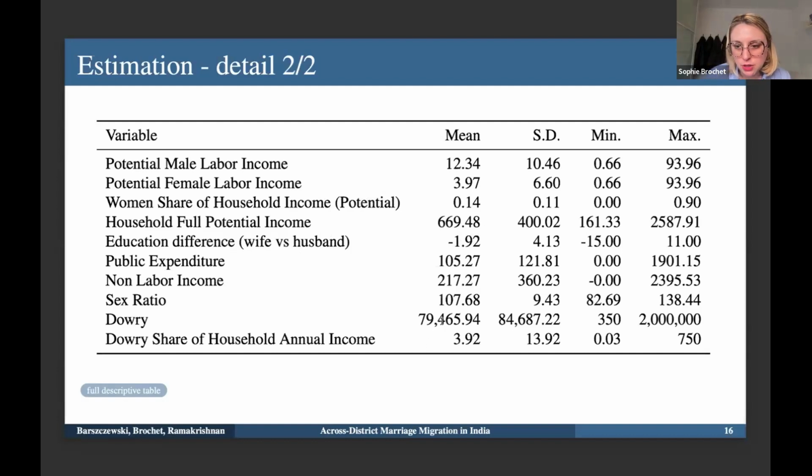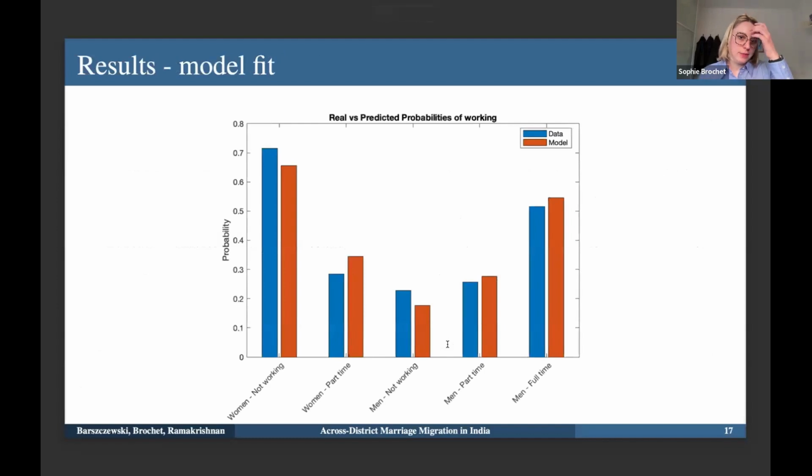And here, this is the average dowry. And as you can see, when it's compared to the household annual income, on average, it's 4 times. So it's pretty large. And when we estimate the model, this is what we find.